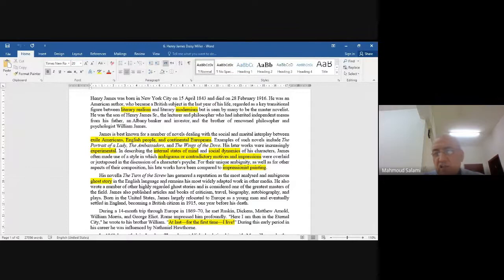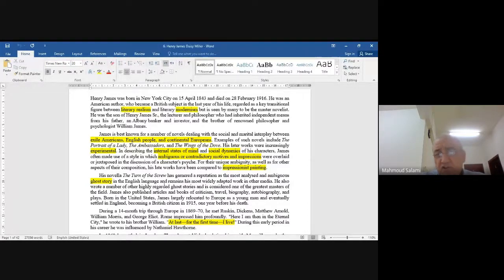So he wrote, as you can see, I gave examples: The Portrait of a Lady, The Ambassadors, The Wings of the Dove, and all this. These are the big names. They were dealing with this question of exile Americans and the contrast to English people, or the comparison and contrast between Americans and English, or, if you like, other Europeans. The Portrait of a Lady did that, The Ambassadors did that, The Wings of the Dove did that, and they were extremely important novels at that time.